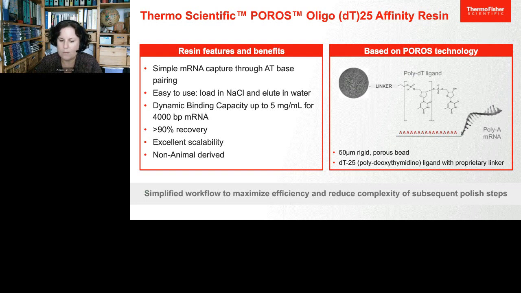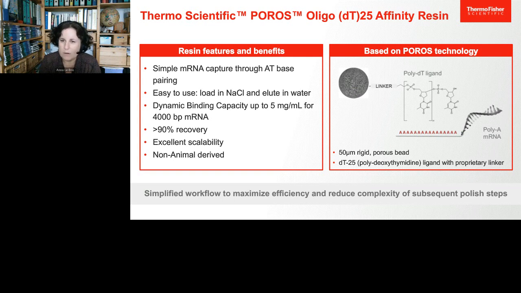All our beads are 50 microns in diameter, meaning that you can reach almost an analytical resolution, but because of the specific technology inside, large bore, rigidity, etc., we can still use them at very large scales, like 500 liter or even 1,000 liter columns. This resin has a very powerful way of purifying the mRNA quite well in a simple capture step, based on the A and T base pairing.